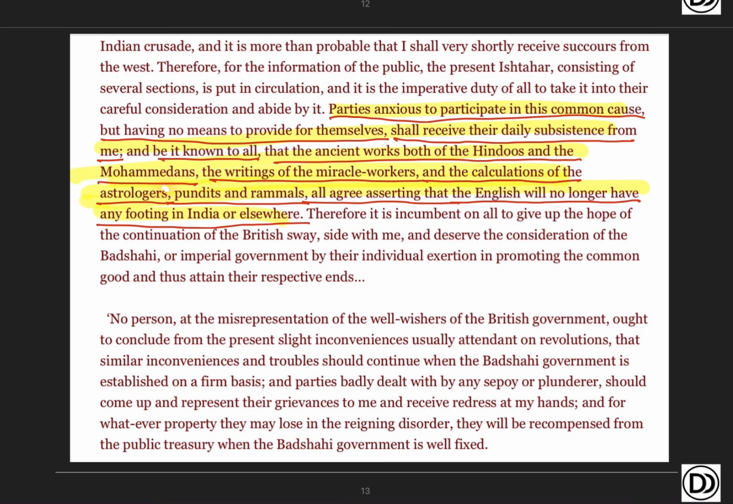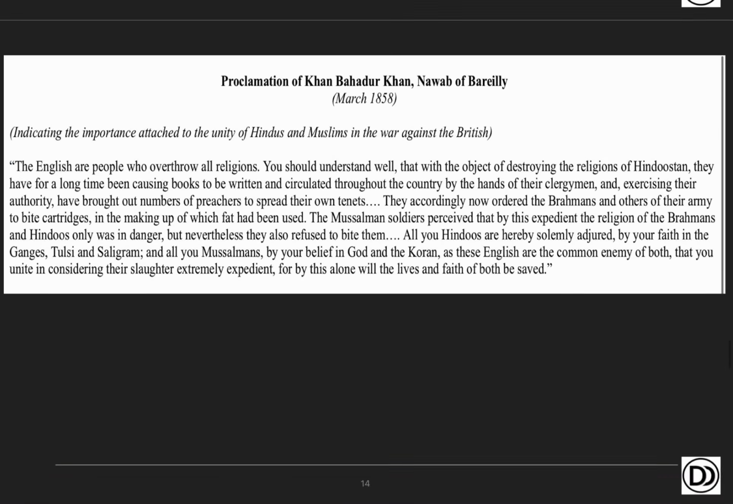He is still focused on the calculation of astrologers, the pundits, the ramals, the writings of the miracle workers. This is how he is convincing the population. So, reading this proclamation, you can get that people didn't have an idea to change the form or the system of rule which was in existence. Religion was a big part of this revolt, or at least it was given that color by the rulers.